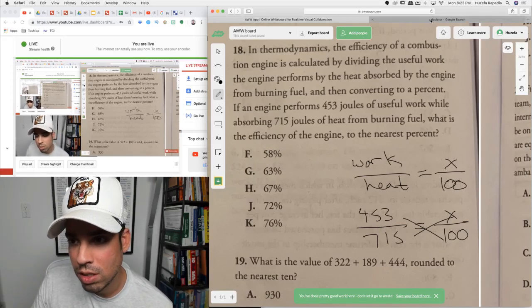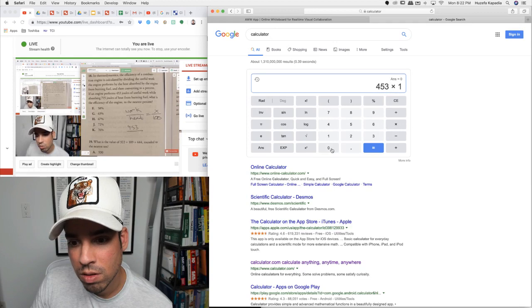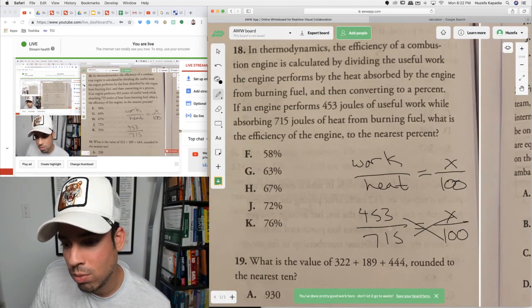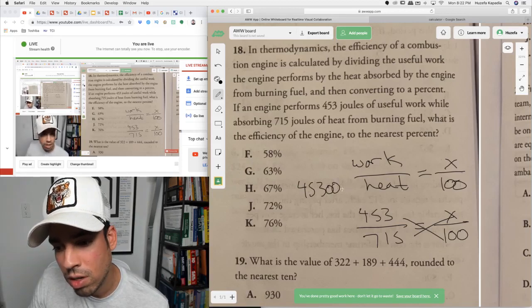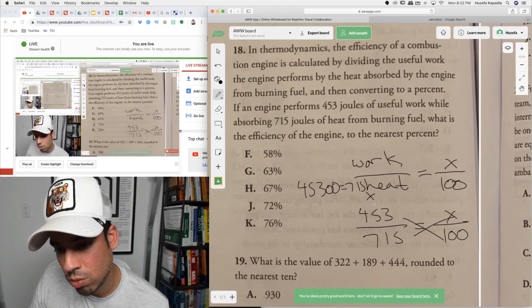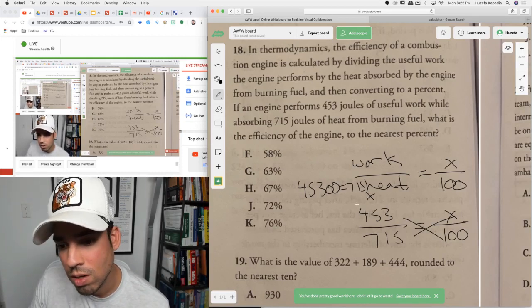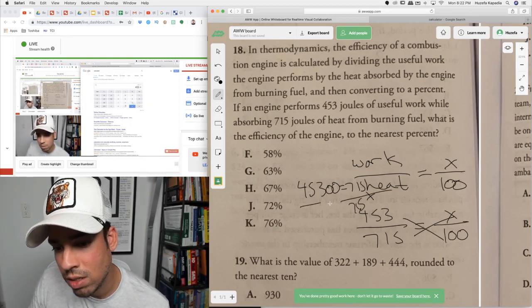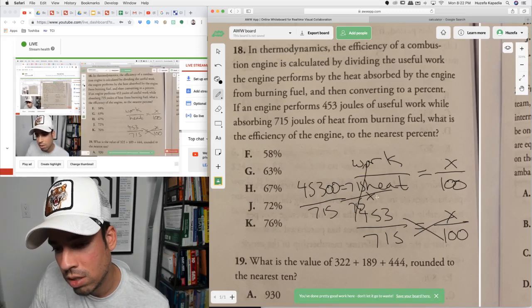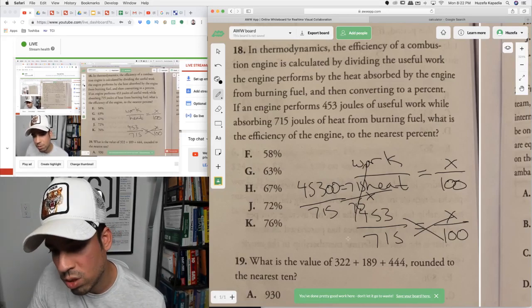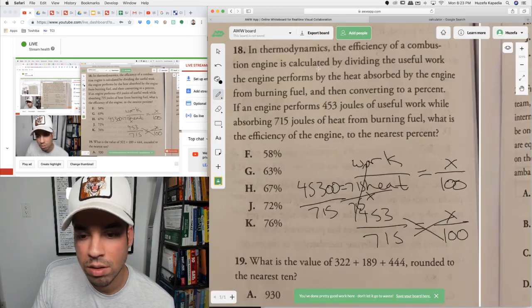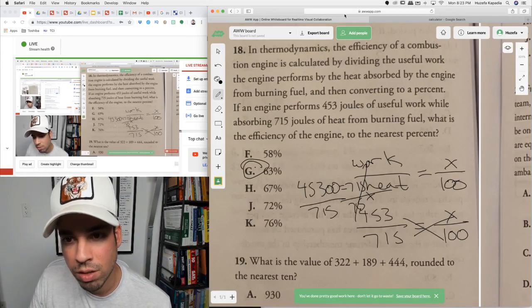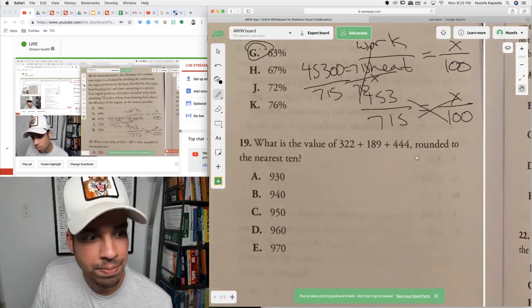453 times 100 is 45300, which equals 715x, because we cross multiply. Then we divide both sides by 715 and we'll get our percentage. It's a little muddled, but you see what I'm saying. We cross multiply, then divide by 715, and we get about 63%. And there we go. All right, 19.